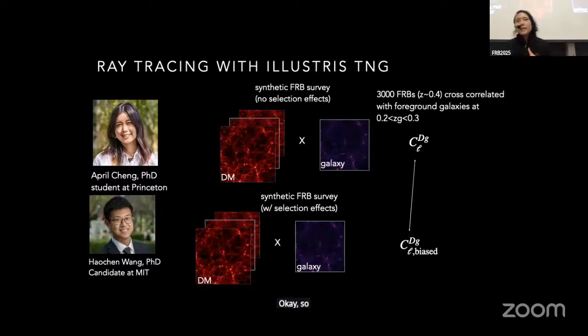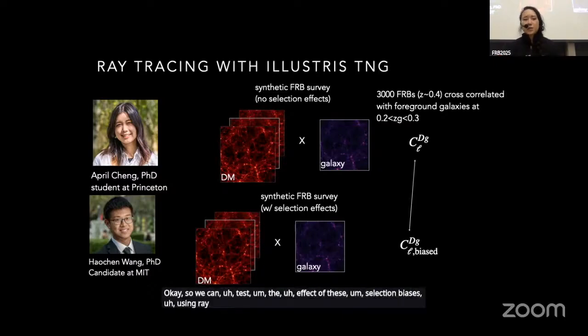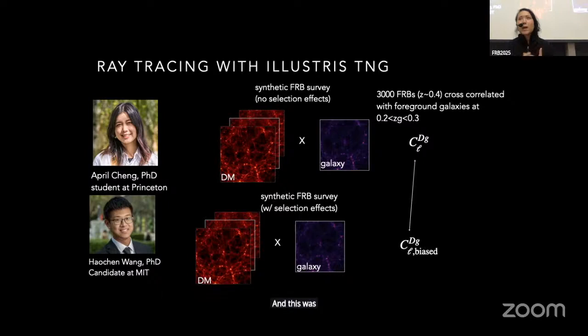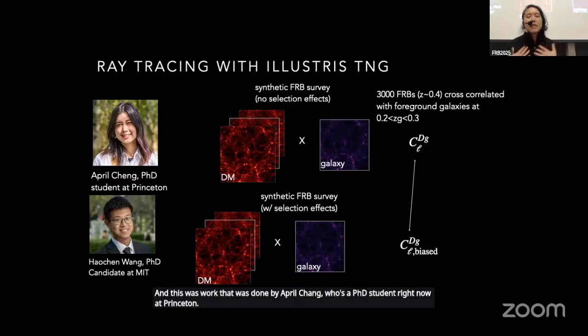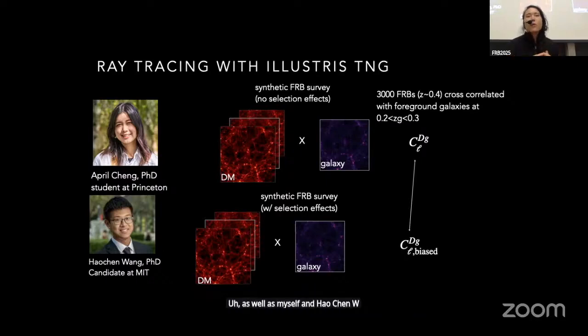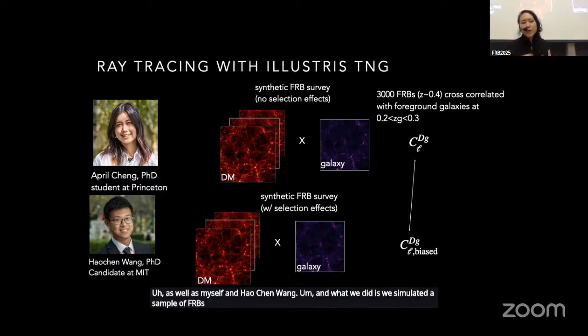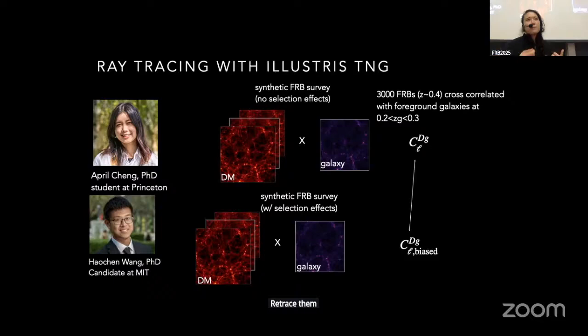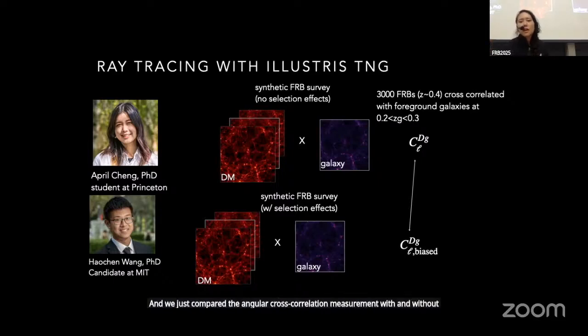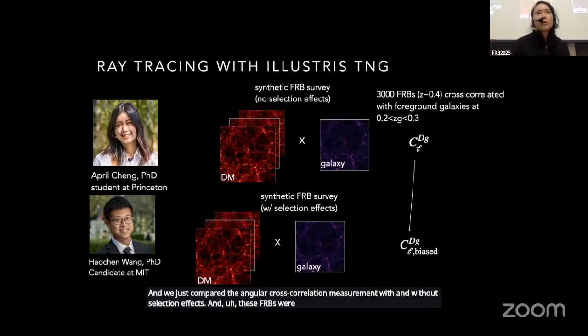Okay, so we can test the effect of these selection biases using ray-tracing simulations. This was work done by April Cheng, who's a PhD student right now at Princeton, as well as myself and Haochen Wang. What we did is we simulated a sample of FRBs, ray traced them to get the DMs, and then cross-correlated those DMs with galaxies. We compared the angular cross-correlation measurement with and without selection effects. These FRBs were at a redshift of 0.4, and there were about 3,000 of them.